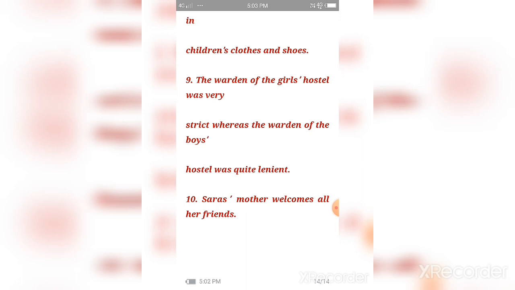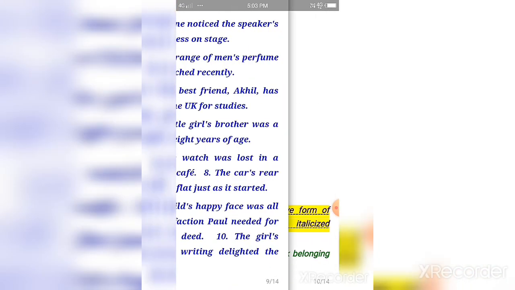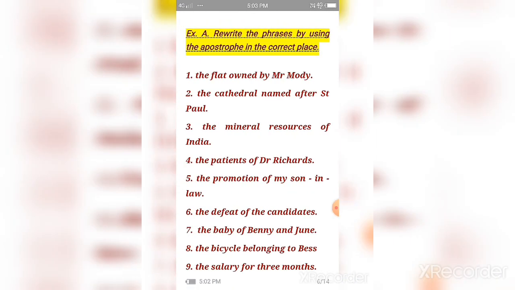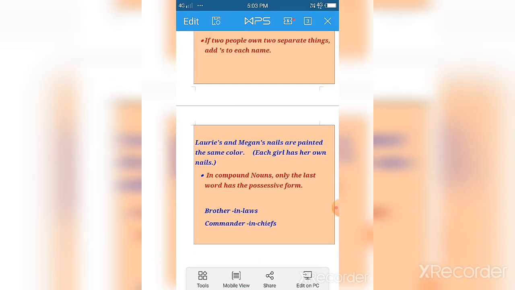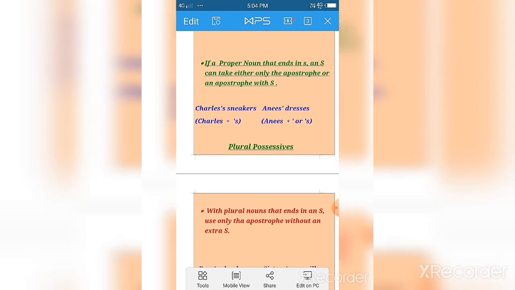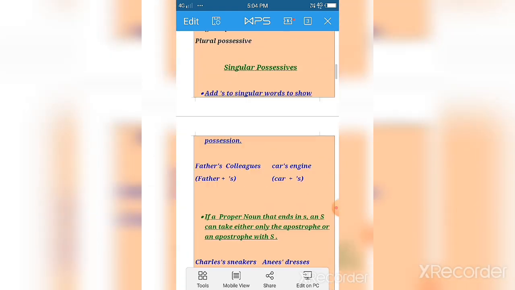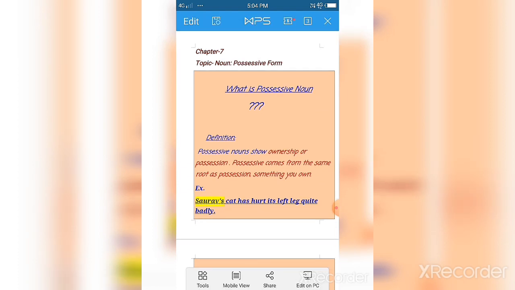So, dear students, in this way we have completed all the exercises, and after that the function of possessive form, and of course different points of possessive forms of plural and then singular, and then the definition. And in this way we have completed this full chapter.